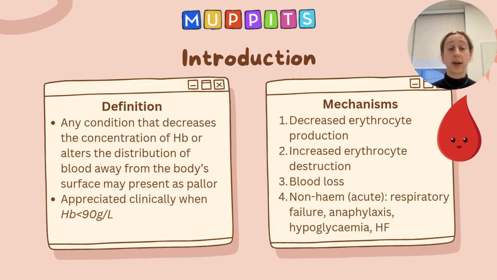So we have decreased erythrocyte or red blood cell production, increased red blood cell destruction, blood loss, whether that's acute or chronic, and in terms of the non-hematological causes, which are most often acute, and these are going to cause the distribution of blood away from the body's surface. We have respiratory failure, anaphylaxis, hypoglycemia, and sometimes heart failure as well.